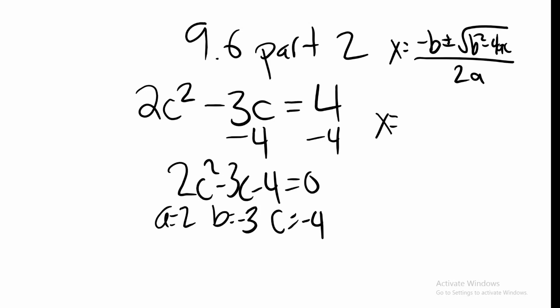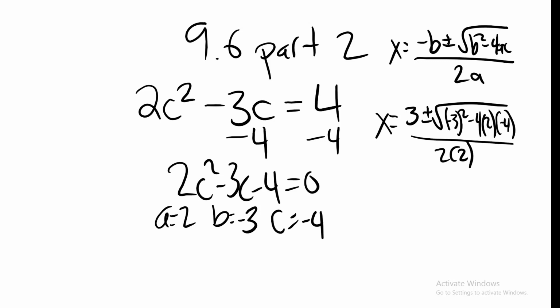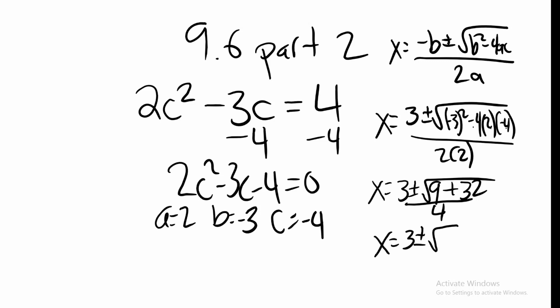So, let's plug stuff in. Negative 3 is positive 3, plus or minus the square root of negative 3 squared minus 4 times 2 times negative 4, all over 2 times 2. Hunky-dory, we keep going. We get x is equal to 3 plus or minus the square root of, let's simplify all this junk, 9. And then negative times negative, this is going to be a plus. 4 times 2 is 8, times 4 is 32. Which means, if I simplify that inside further, that I get 3 plus or minus the square root of 41 over 4.